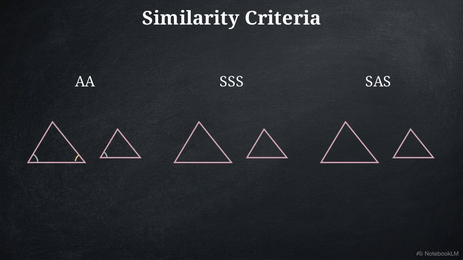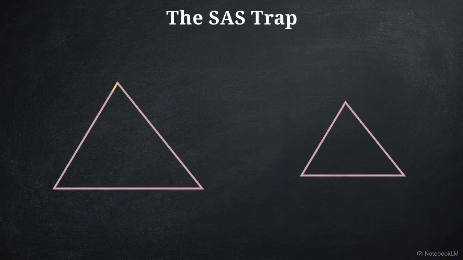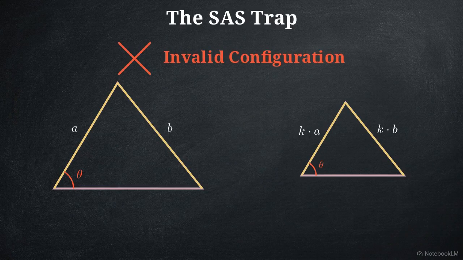This geometric certainty allows us to use criteria like AA, SSS, and SAS to guarantee similarity without needing to measure every individual side and angle. However, SAS contains a trap. Simply having two proportional sides and one equal angle is insufficient if they aren't in the right order. This specific configuration fails the similarity test.